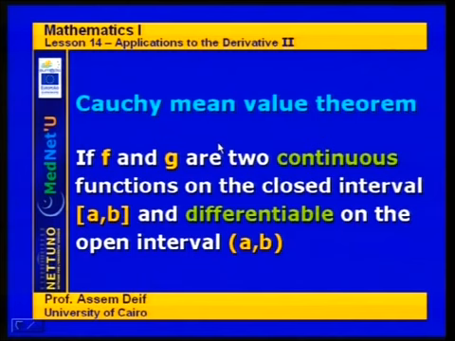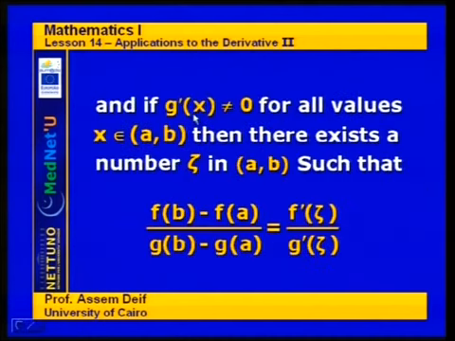This is a theorem very similar to the mean value theorem which we saw before. It tells you the following: if f and g are both continuous on the closed interval [a,b] and differentiable on the open interval (a,b), and g'(x) is not equal to 0 for all values of x in the open interval (a,b), then there must exist a number zeta in (a,b) such that the following is true: f(b) minus f(a) divided by g(b) minus g(a) is equal to f'(zeta) divided by g'(zeta).